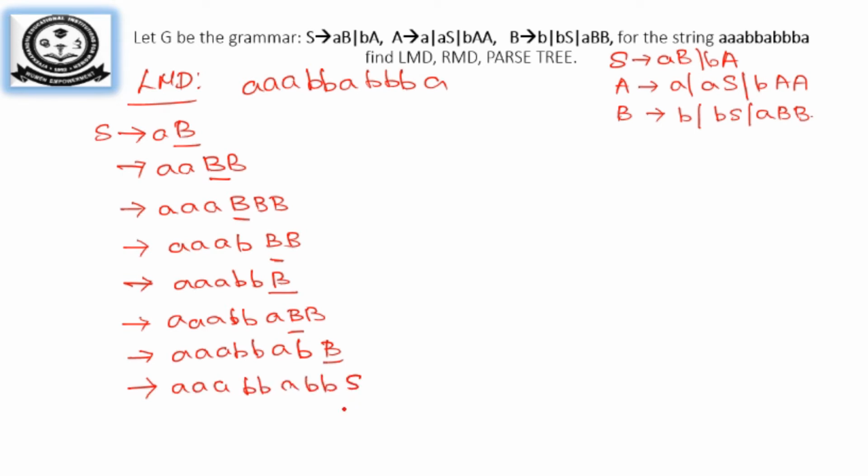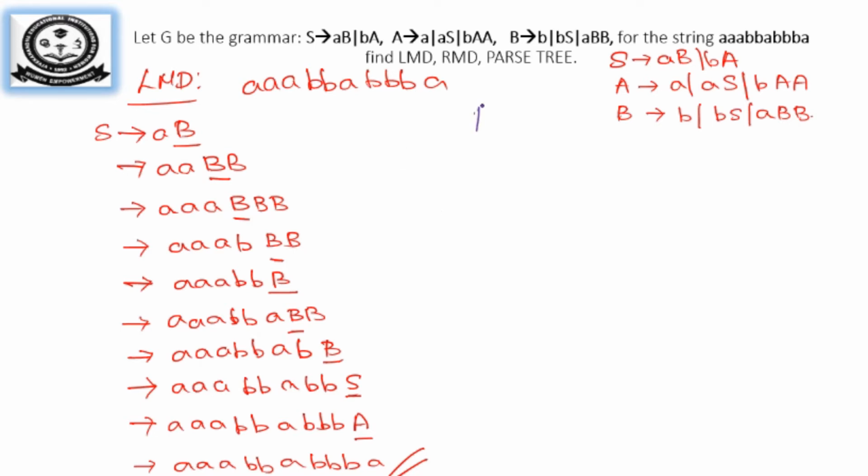So why did I substitute with BSS? Because after B again I need A. So instead of S I will substitute BA. So you will substitute A, B, A. Okay, and you will have triple B, A. So finally A can be substituted with A alone. So you will have A, B, A, B, B, B, A. So my string is accepted using LMD derivation.